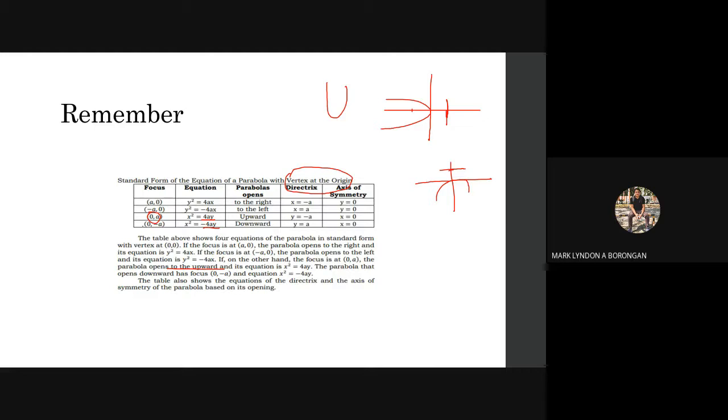As you can refer to our table, this table can be used, guys, so we can solve easily. So if our focus has a point at 0, negative a, the equation is x squared is equal to negative 4ay. The table also shows the equations of the directrix and the axis of symmetry of the parabola based on its opening. Okay.